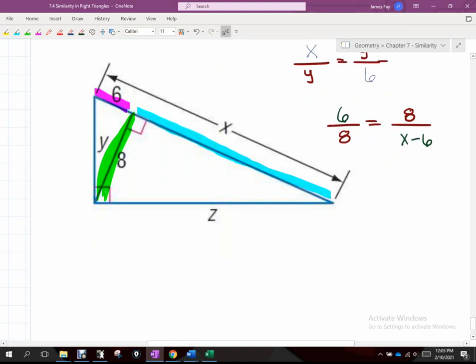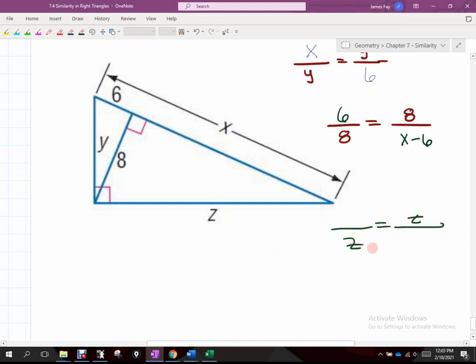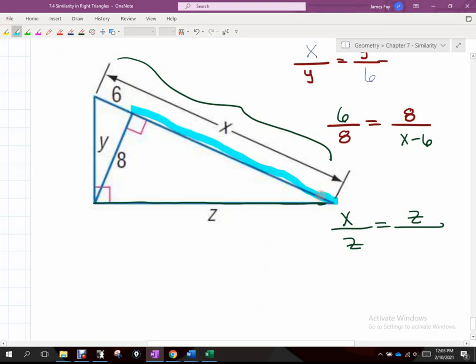And then finding Z, which is the leg. So Z is the leg, so that's the geometric mean. Now between the hypotenuse, so X, right? And now what is the part of the hypotenuse that is touching Z? X minus 6.